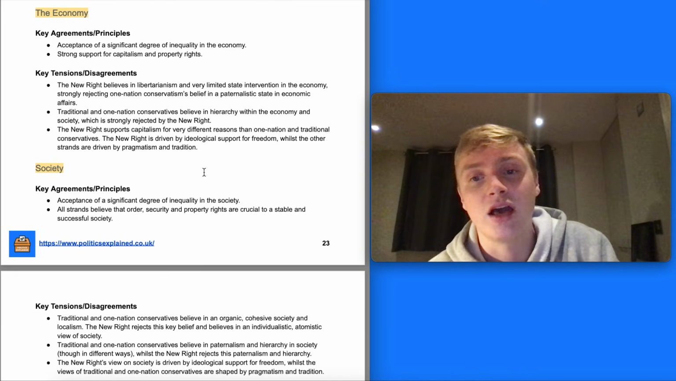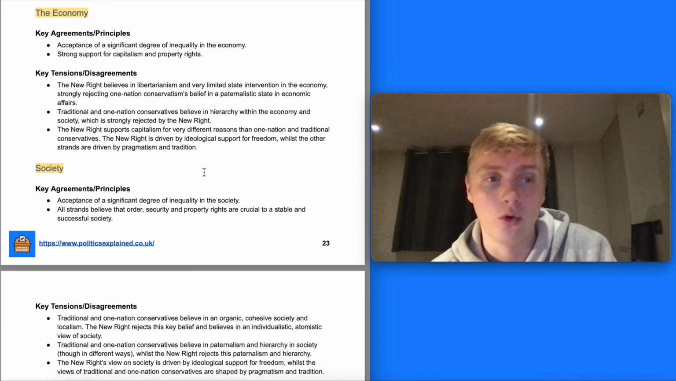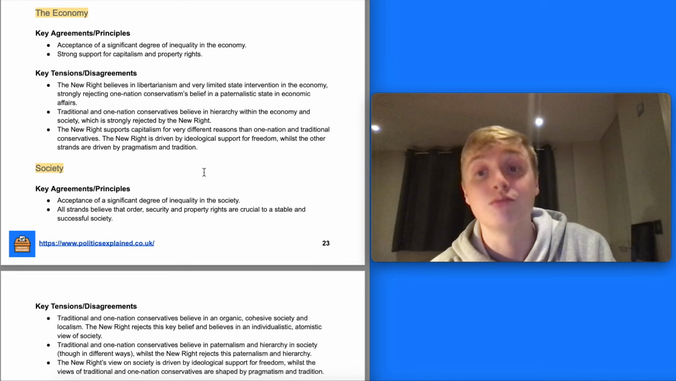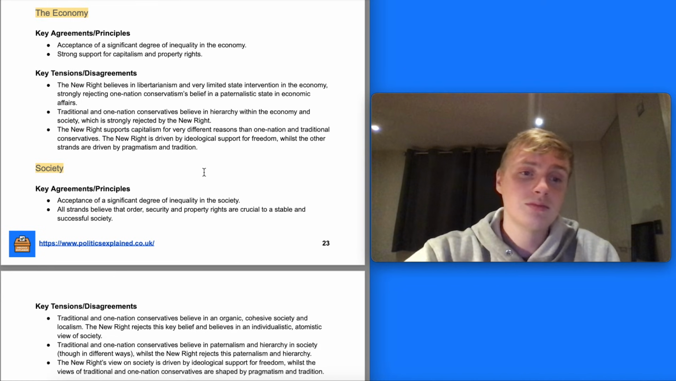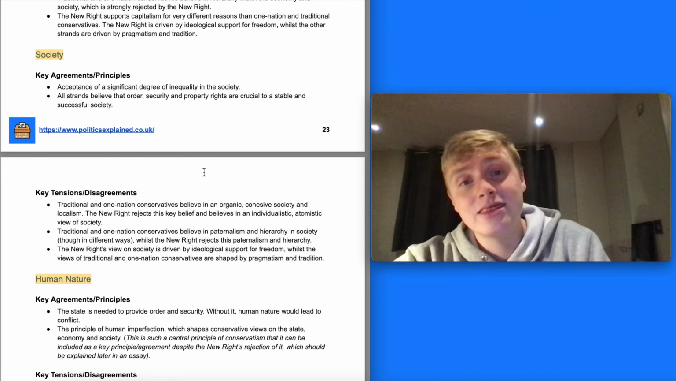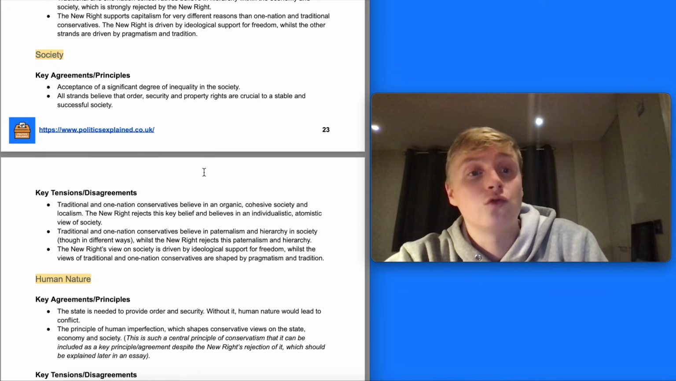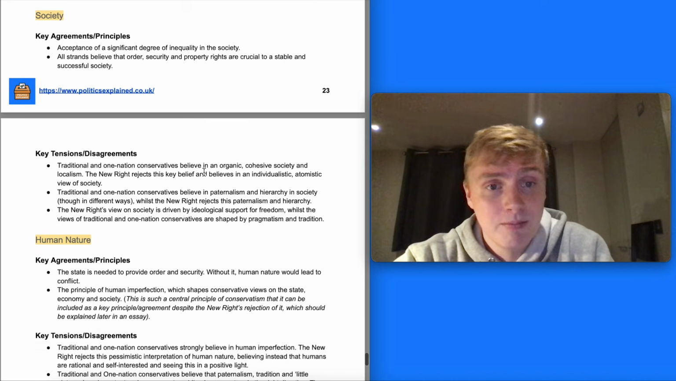So they're not driven by pragmatism and tradition, they're driven by ideology and ideological support for freedom, which is crucial to the idea that, especially the neoliberal element of it, belongs a little bit more to a liberal tradition. In terms of society, again, the agreement is the acceptance of a significant degree of inequality, and all strands believing that order and security and property rights are crucial to a stable and successful society.